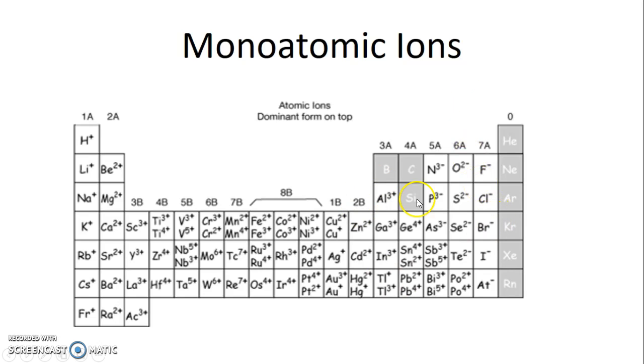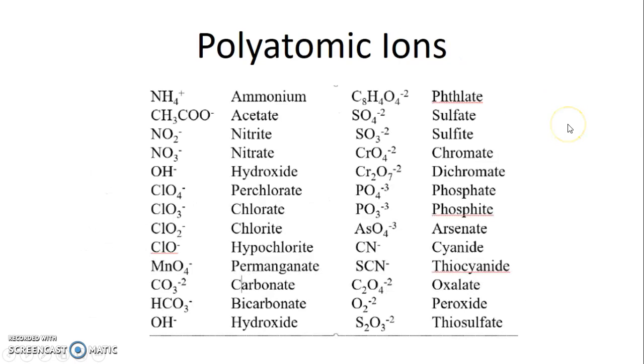What's the charge of a phosphorus ion? Oh, it's -3. What's the charge of a beryllium ion? Oh, it's +2 because it's in the second group, right?